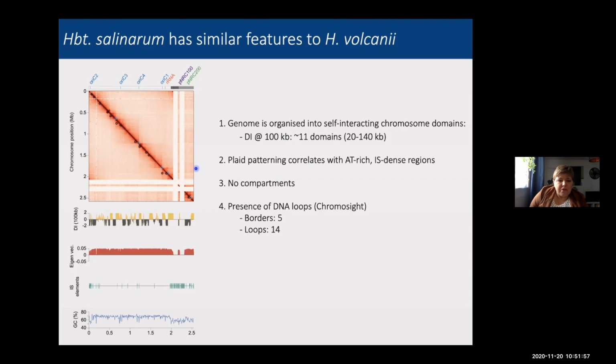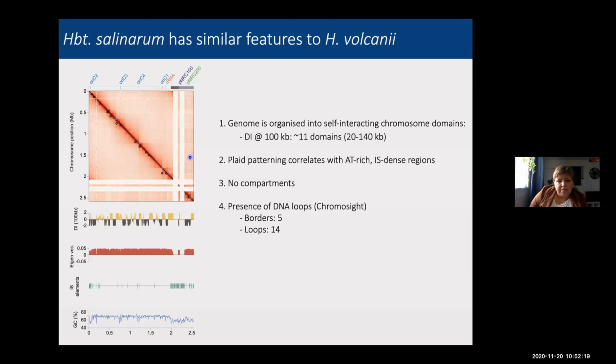But also, and what's important for us, is it does have a plaid pattern, but not really in the main chromosome. It's only in the two smaller chromosomes, the pNRC100 and 200. It's worth noting that these two blank spaces are because both of these mini chromosomes share a 145 kb sequence, so we can't map that accurately.